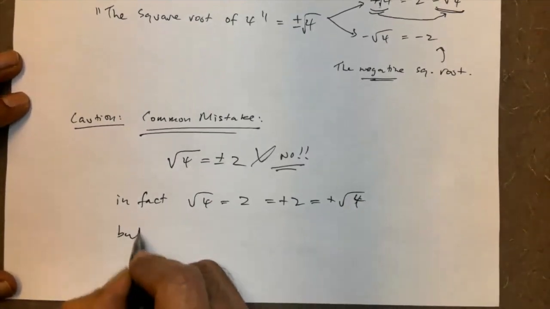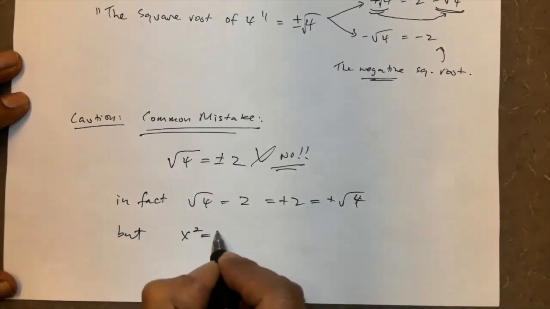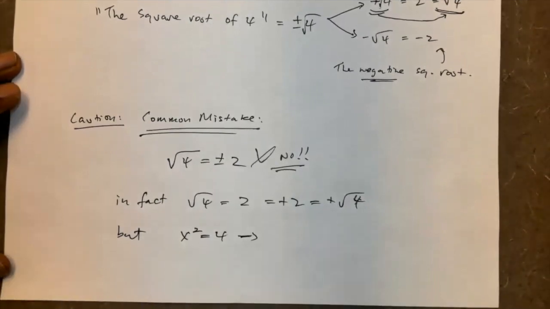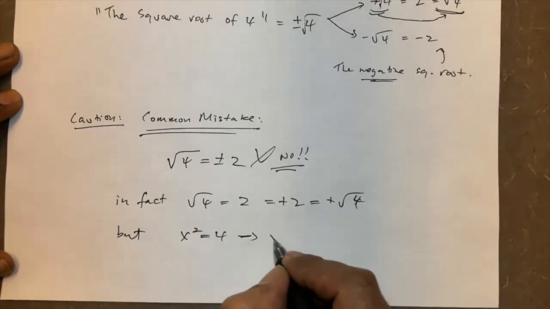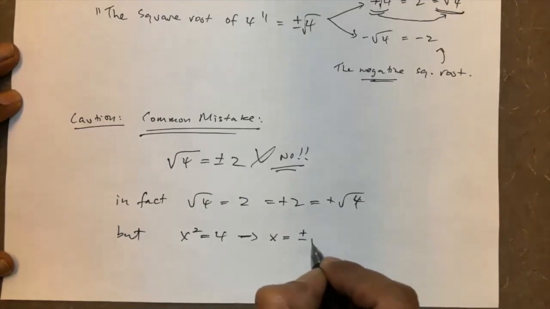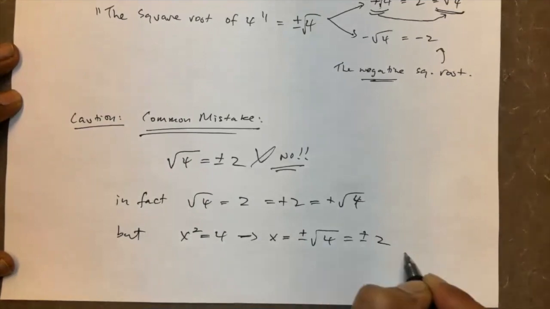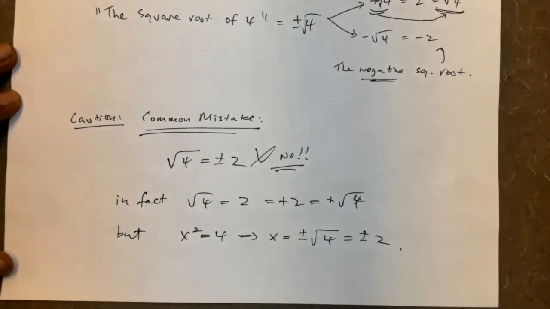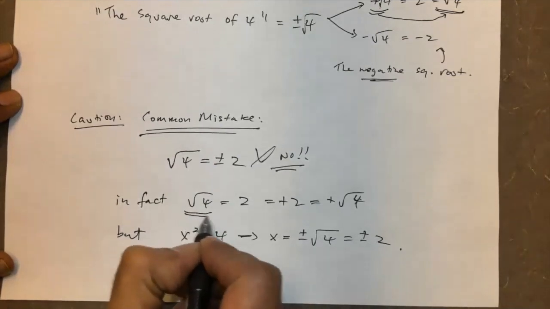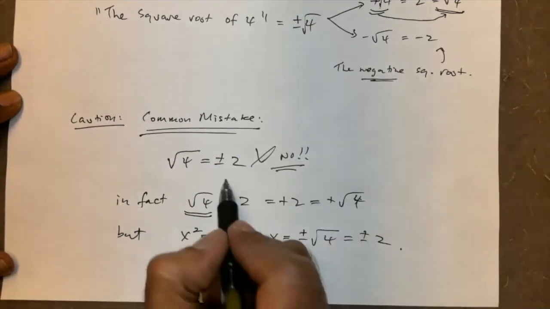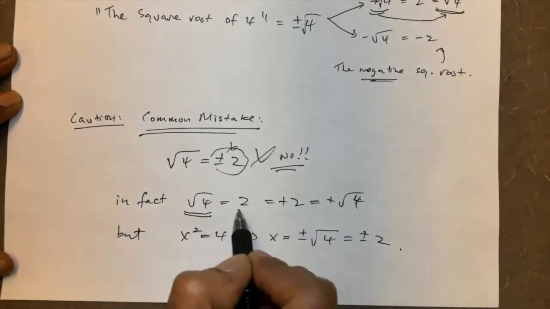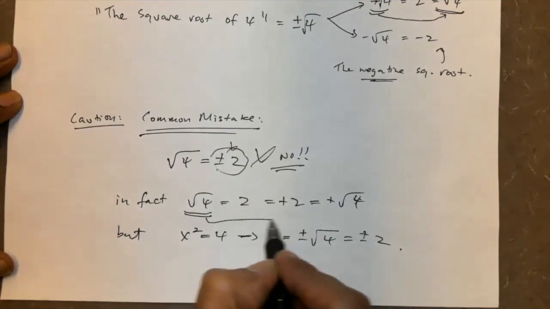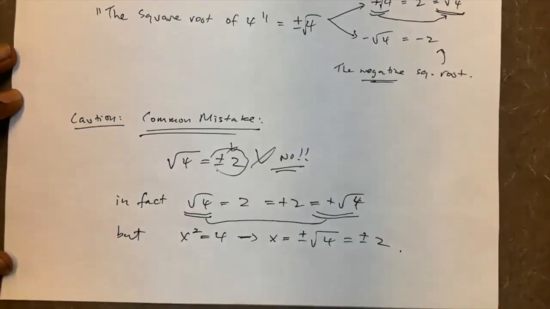Okay? But if we have an equation, if I have x squared equal to 4, in this case, I'm looking for all numbers that satisfy this equation. In this case, it's correct to say x equals the square root of 4, which is plus or minus 2. But if you just have this symbol by itself, root 4, that's not equal to plus or minus 2. Root 4 by itself is just equal to 2. Root 4 is the same as the positive square root of 4.